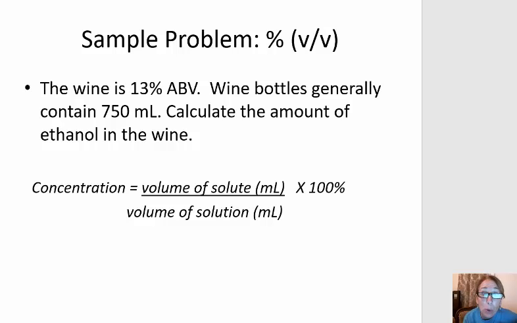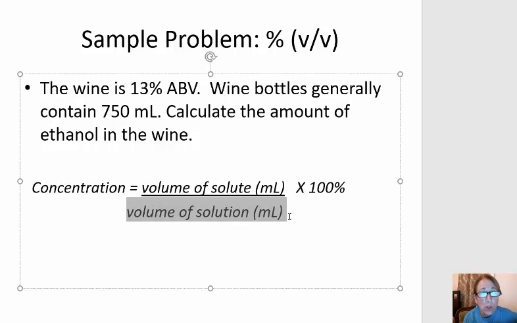So let's look at a sample problem. A wine is 13% ABV, as we just saw. Wine bottles generally contain 750 milliliters. Calculate the amount of ethanol in the wine. So what we want to do is plug in what we know and then solve algebraically for the unknown. So the volume of the solution, or the alcoholic beverage, is 700 milliliters.